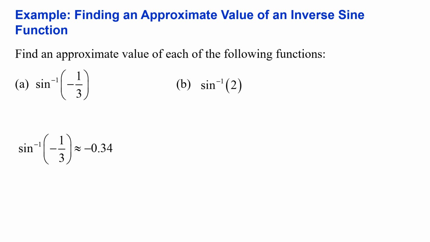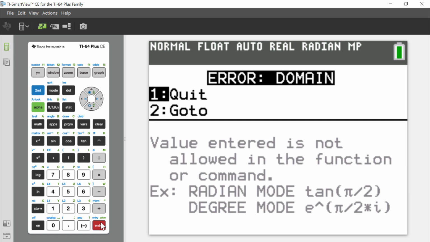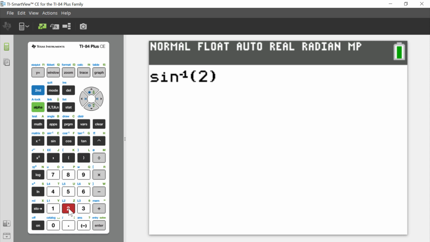Part B asks us to find an approximate value of inverse sine of 2. So again, coming back to our calculator and typing inverse sine of 2, when I hit enter, notice the calculator gives me a domain error. Now if we stop and think for a second, I'm going to hit the number 2 to go to the error. And the calculator doesn't like the number 2 in there, and for good reason.